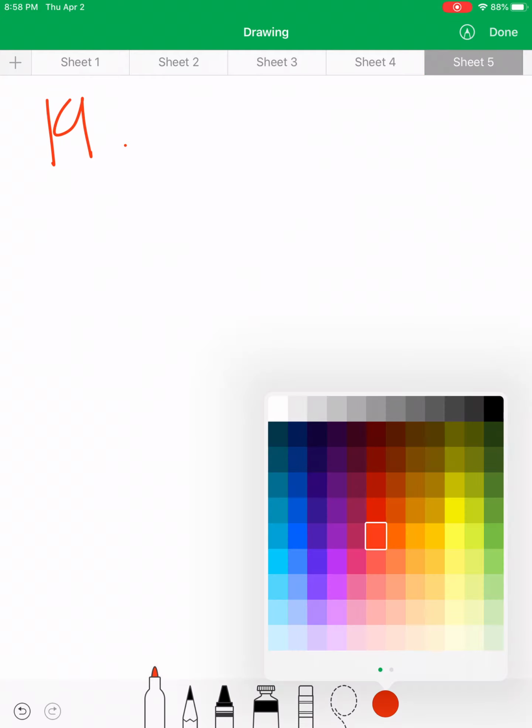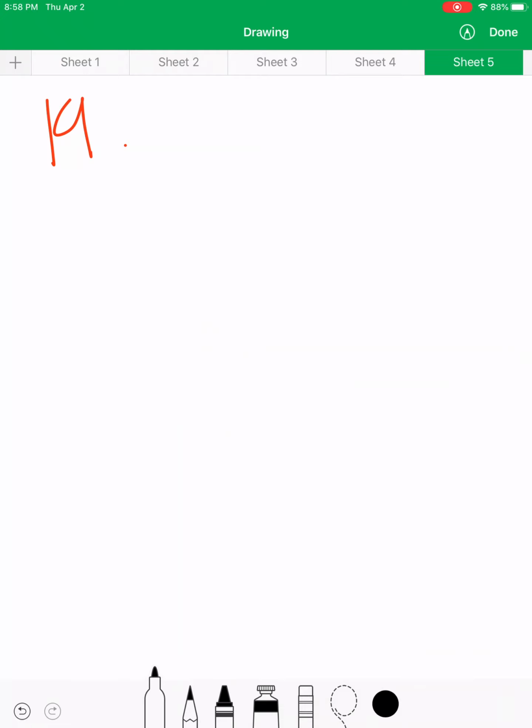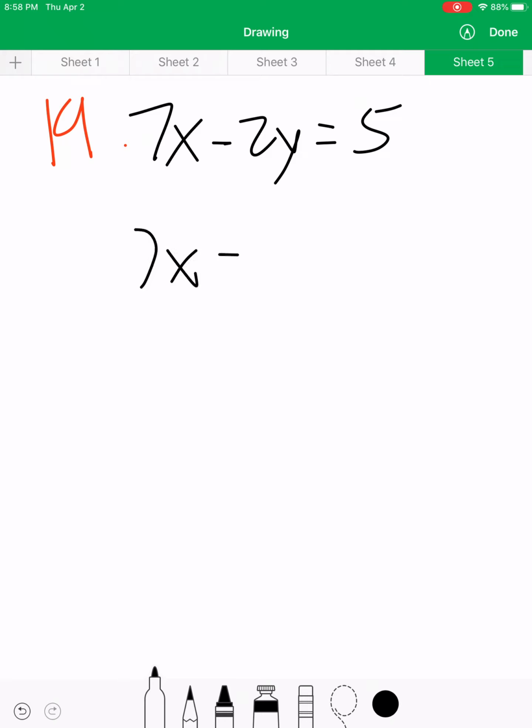We want to go back to black. All right. 7x minus 2y equals 5. And down below is 7x minus 3y equals 4. All right, same thing.